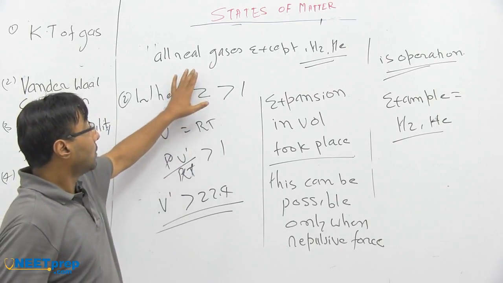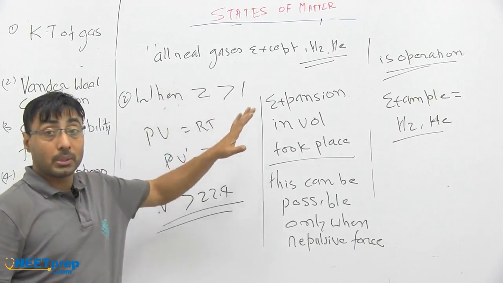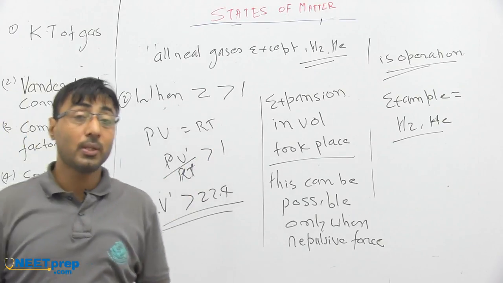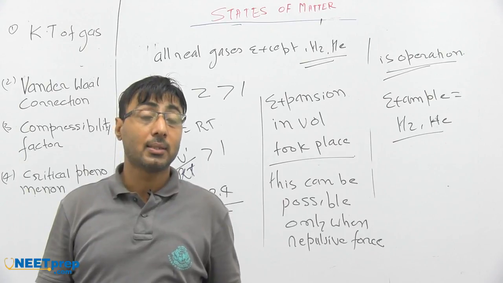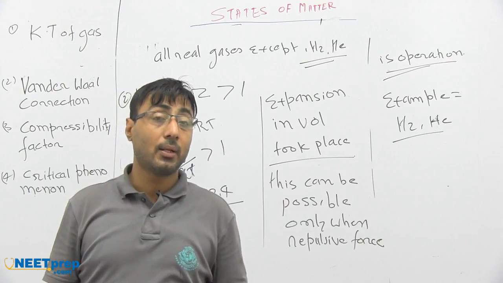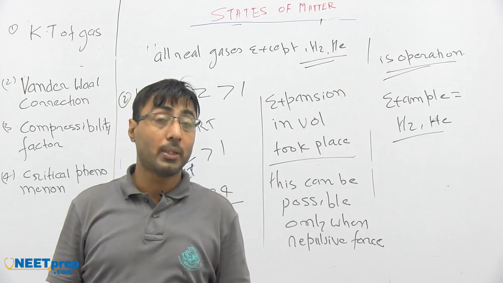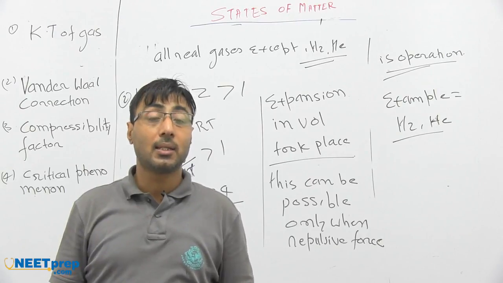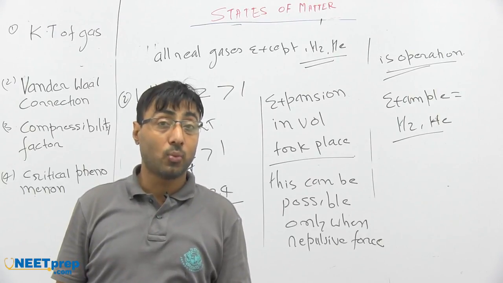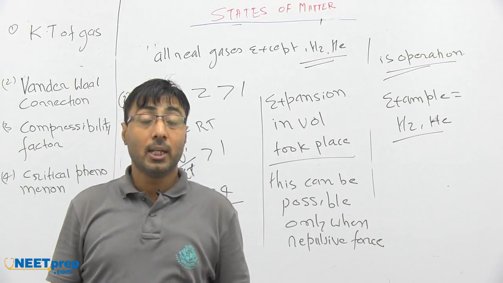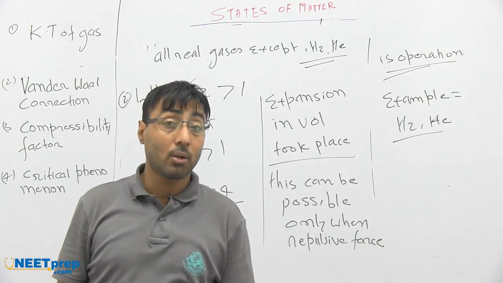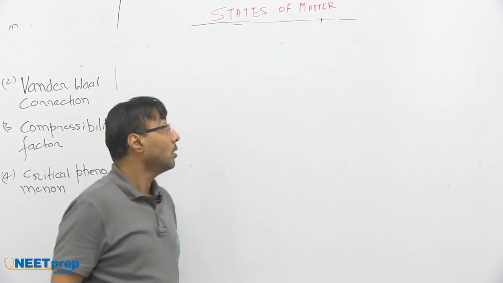So this was about Z, the compressibility factor. It is 1 for an ideal gas and other than 1 for real gases. It can be slightly higher than 1; in that case, repulsive force will be there. It can be slightly lesser than 1; in that case, attractive force will be there. If attractive force is more, it can be easily liquefied. If repulsive force is there, it cannot be liquefied easily.